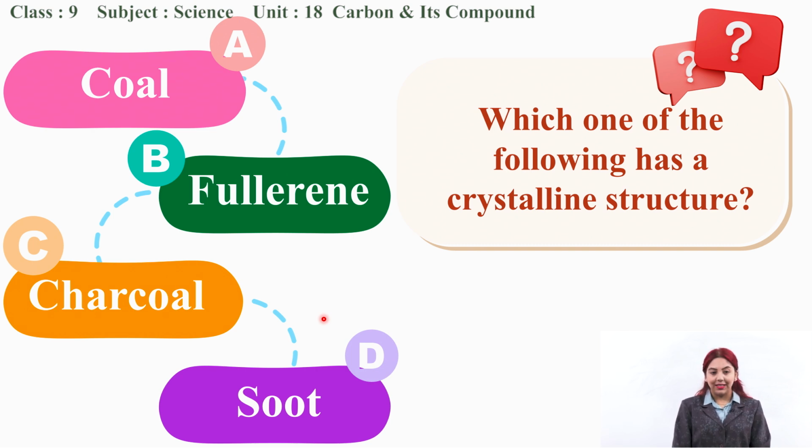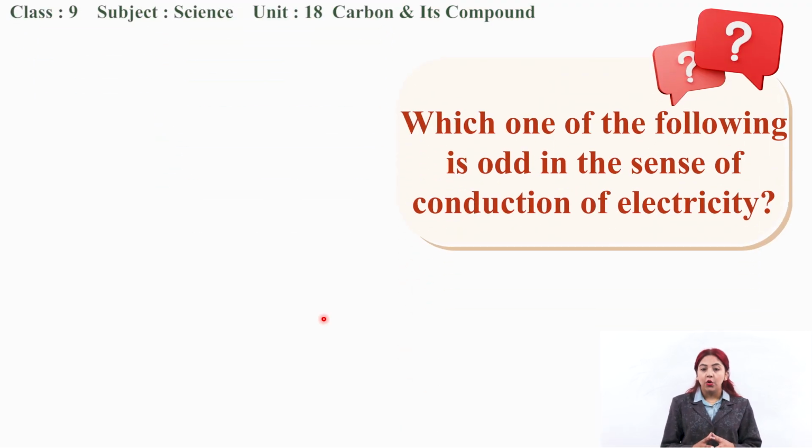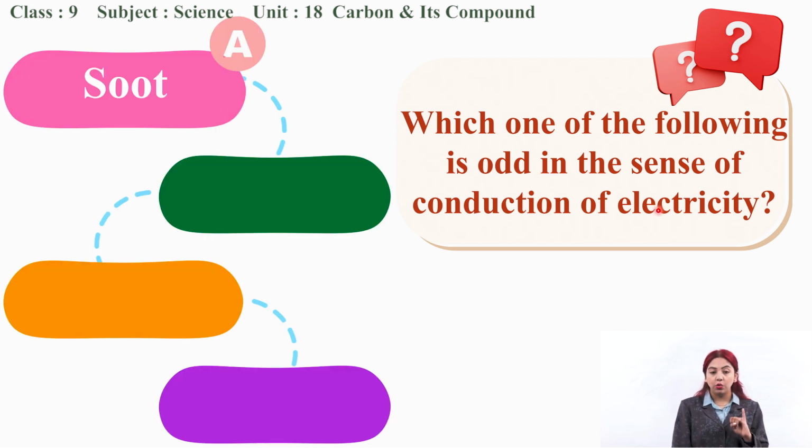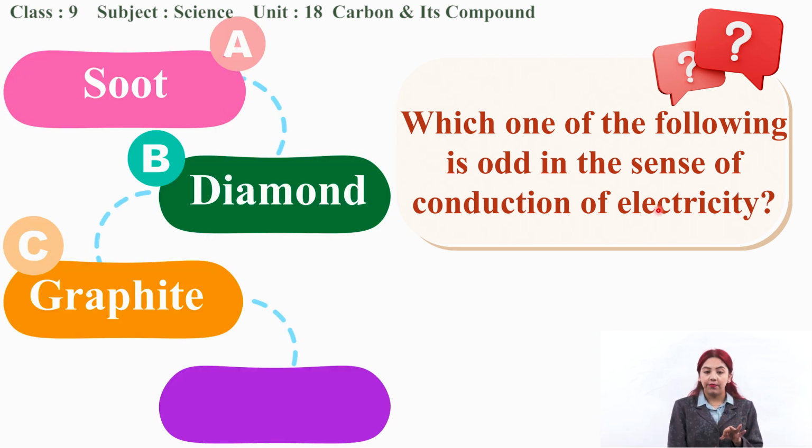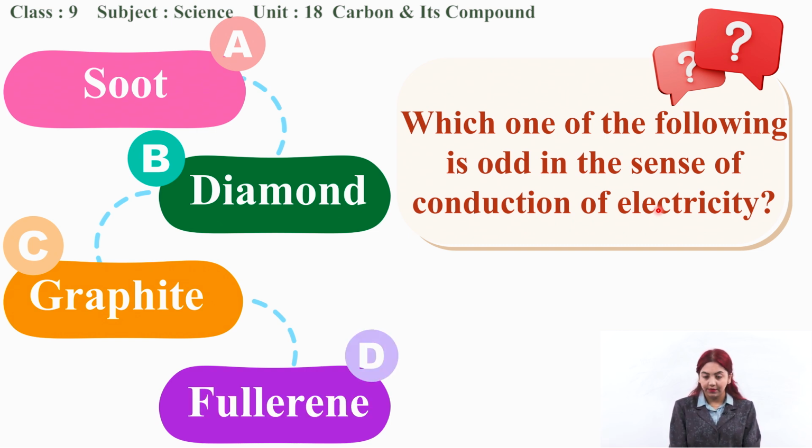Yes, it's fullerene. Now, another question. Which one of the following is odd in the sense of conduction of electricity? So I have 4 options for you: soot, diamond, graphite and fullerene. So which is the correct answer?